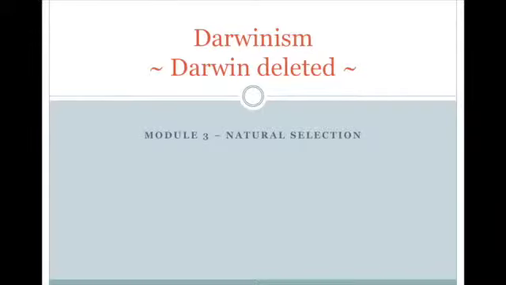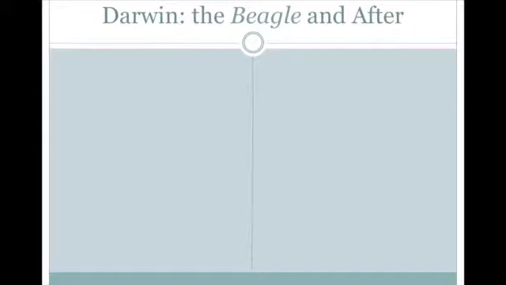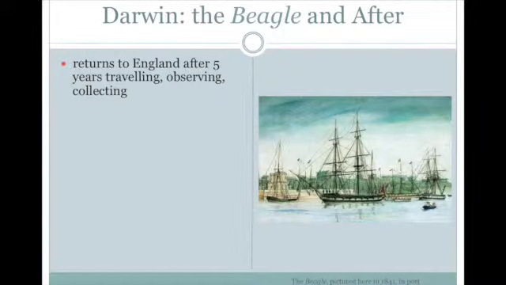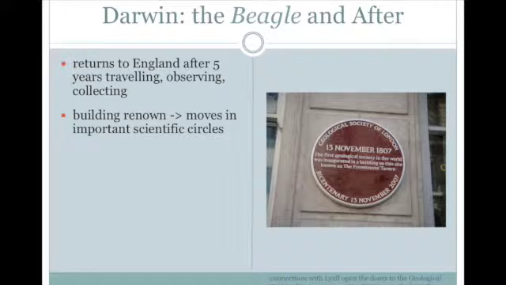We now move on to the third module, which is about Darwin's grand idea, evolution through natural selection. But let's take up the story where we left off in the last module, with Darwin returning to England on the Beagle. So he returns after 5 years of travelling, observing, collecting, being desperately seasick. And here we see a rather nice portrait of the Beagle in port in 1841. It would go out again on another voyage, obviously not with Darwin on board.